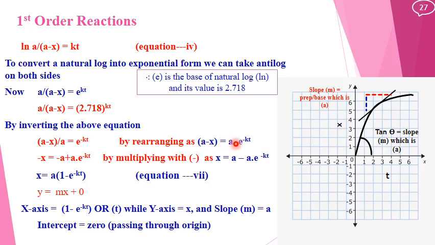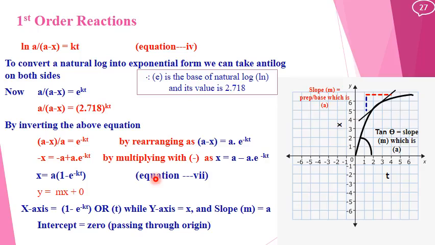Similarly, a from the left hand side of this equation will be shifted toward the right hand side in negative sign, and the remaining part is minus x is equal to minus a plus a into e raised to power minus kt. By multiplying this equation with the negative sign, we have x is equal to a minus a into e raised to power minus kt, and taking a as common, the equation will be like that: x is equal to a into 1 minus e raised to power minus kt.